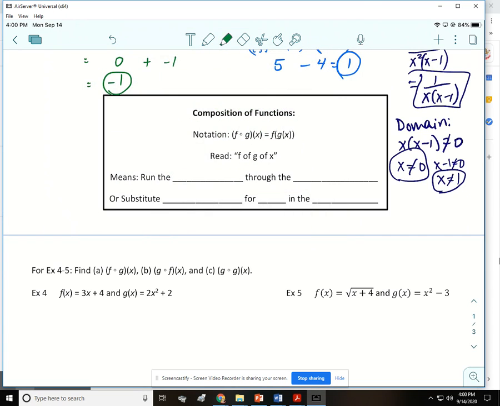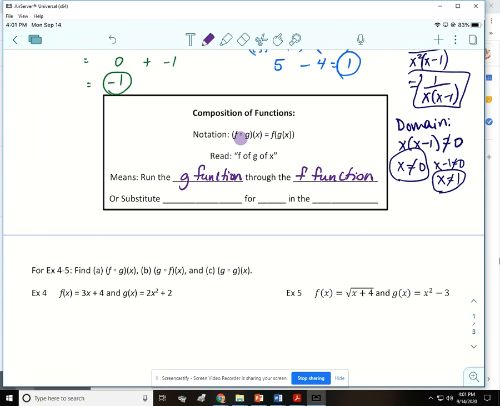So we are going to look at this little circle. It kind of looks like a fog symbol, but it's read f of g of x. So both of those mean the same thing, f of g of x. So you do how you read it. So f of g of x means you're going to take the g function and put it into the f function. So run the g function through the f function.